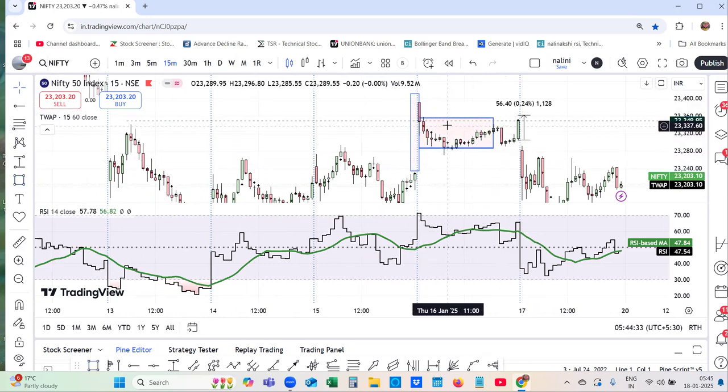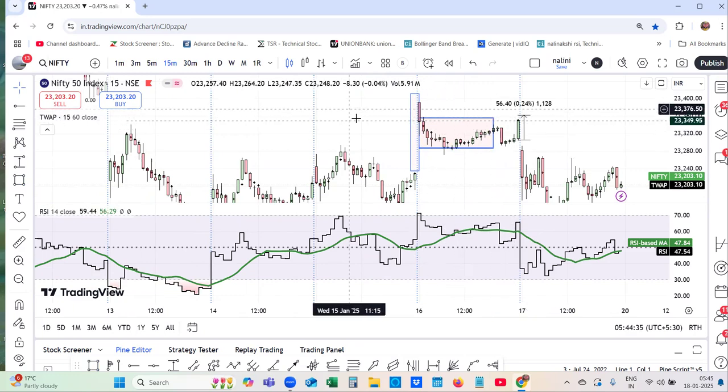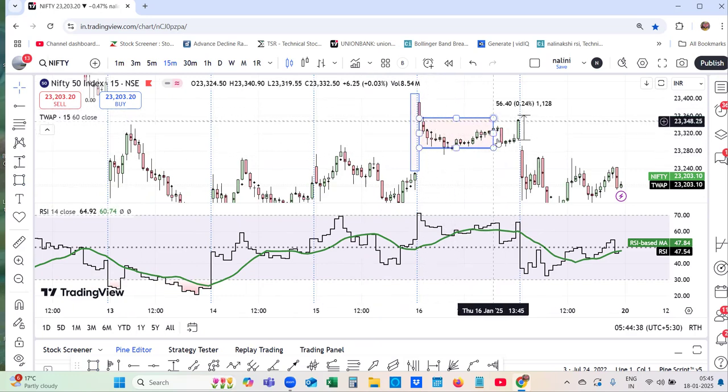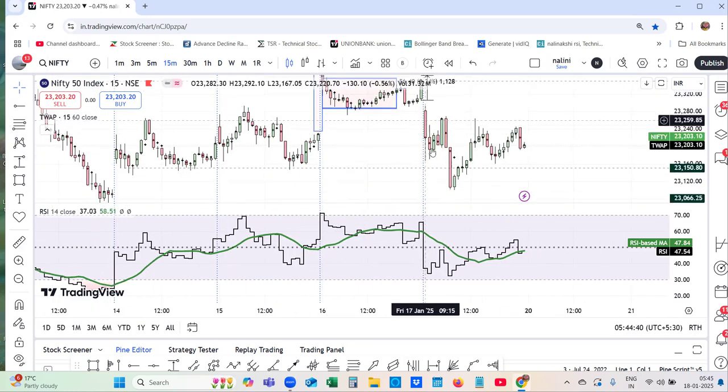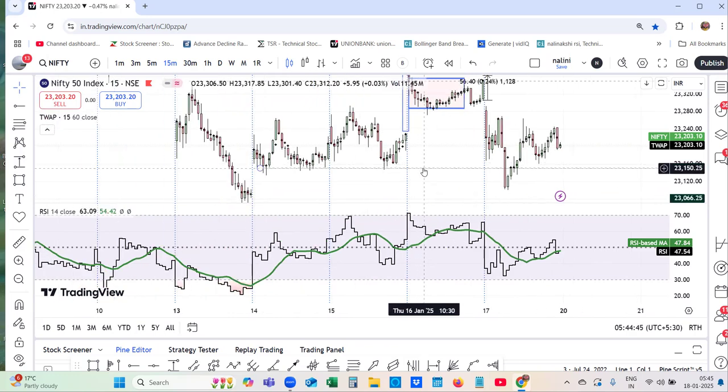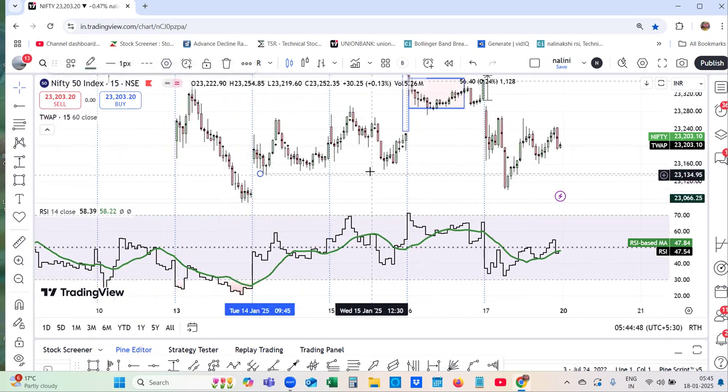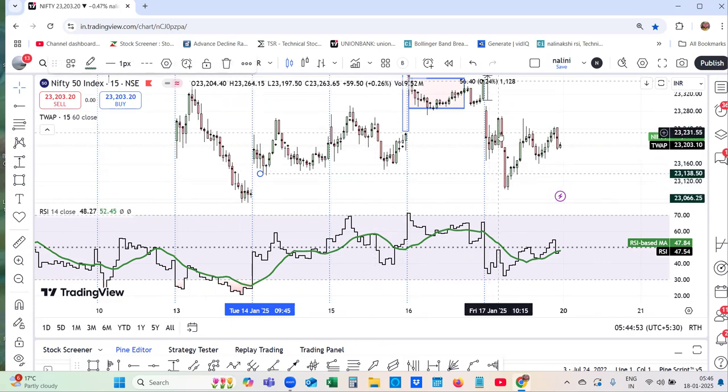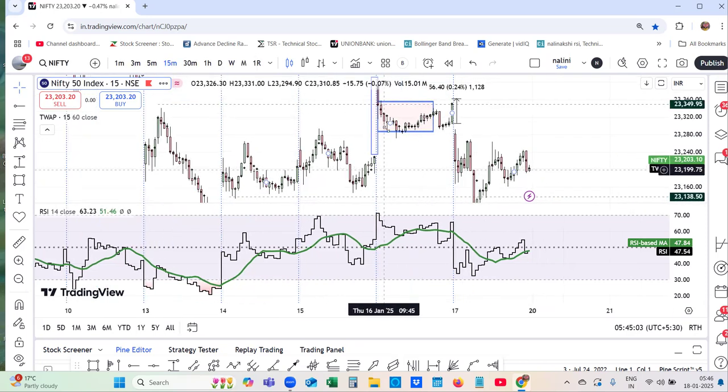This is the two ears of the Batman, and this is the head. Consolidation in between. It came down and swept the liquidity, trap and reverse. It trapped all the sellers. You can see the big candles coming down and then sweeping the liquidity and reversing, trap and reverse. So you can see both the patterns even on the Nifty within two days.